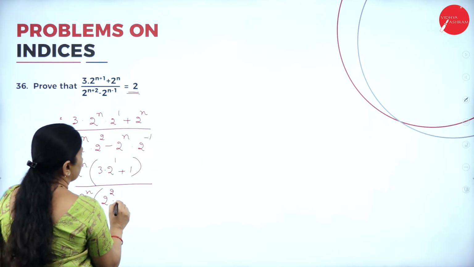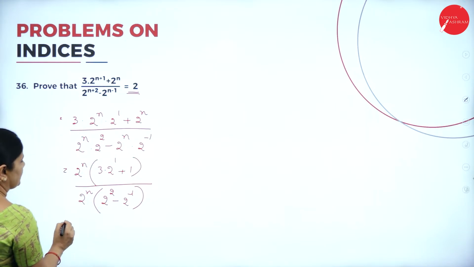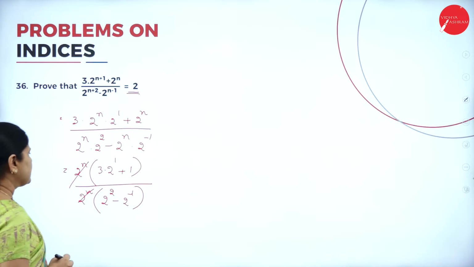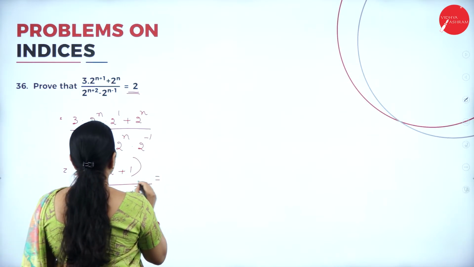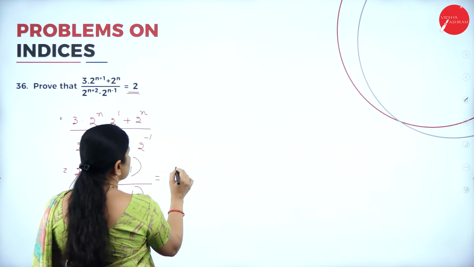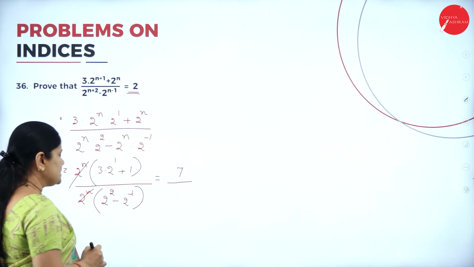So 2 square minus 2 to the power of minus 1. So 2 to the power of n gets cancelled. So this will be equal to 3 2s are 6, 6 plus 1 is 7.